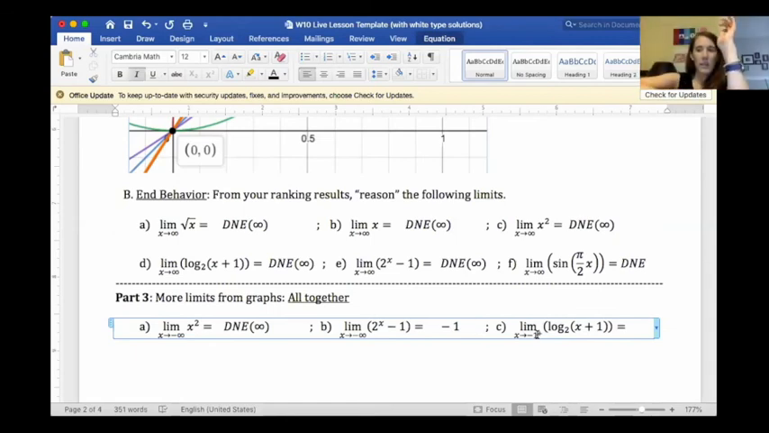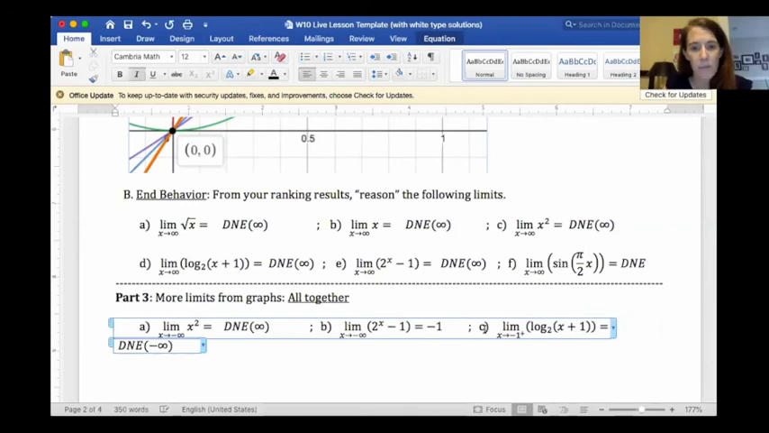anyone? Negative infinity. Beautiful, negative infinity. And what happens when we say infinity or negative infinity? We say it doesn't exist, right? So it does not exist, because of negative infinity. Okay, that was some good practice with limits.